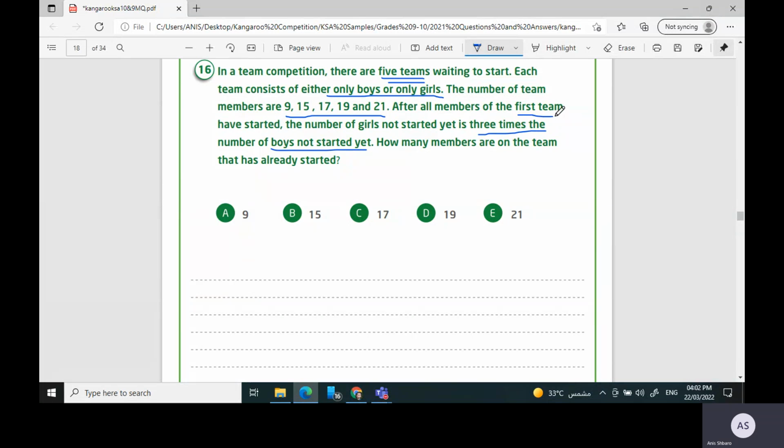Okay, and we know that the first team started. So we are left with four teams. Four teams, they might take four values for their members. How many members are on the team that has already started? We don't know which team has started, but one of them started, and we want to know the number of members that started: 9, 15, 17, 19, or 21. Here they didn't help us more because the number is the same.